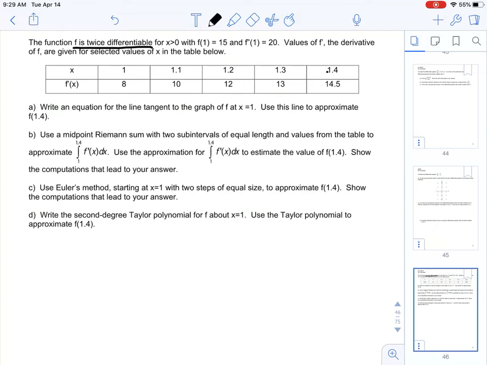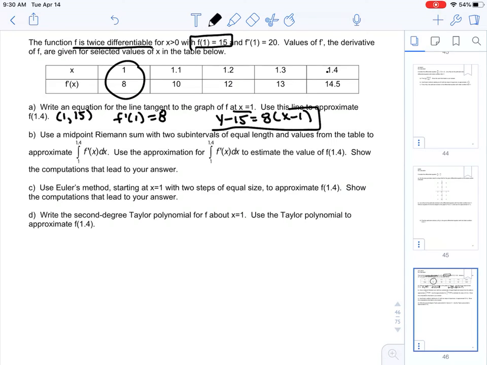Okay, part A, write an equation of the tangent line. So as soon as we see those words tangent line, you should be thinking I need a point. So I want to know what happens at 1. And they do give us a point. This is the point that they give us at 1. And then I also need the slope at 1. The slope at 1 is given in the table, which is going to be 8. I have a point, I have a slope. I can write the equation of my line. There's the equation of the line.